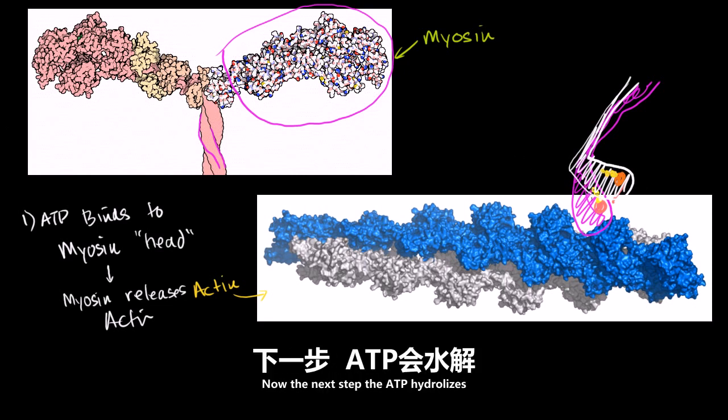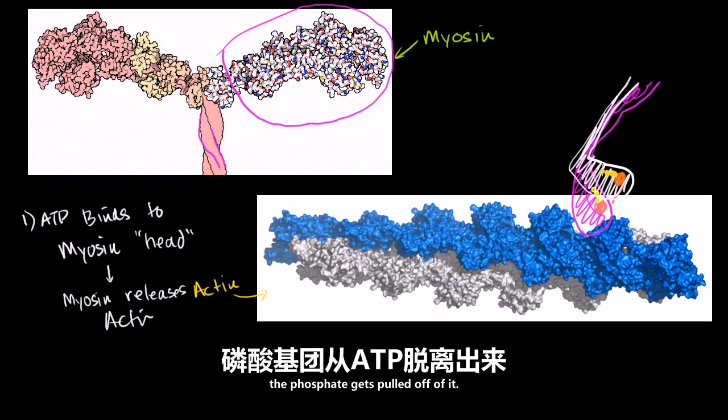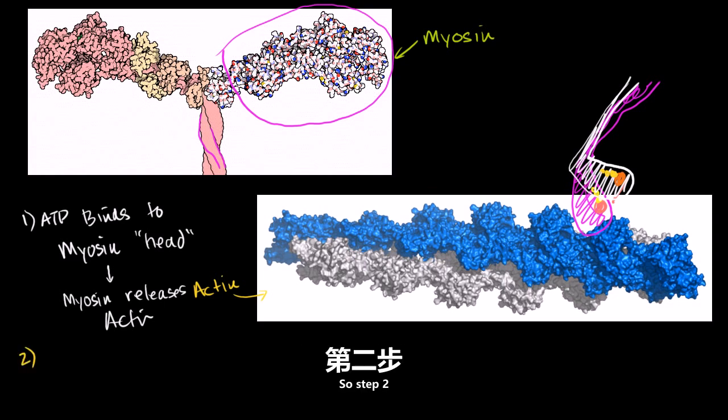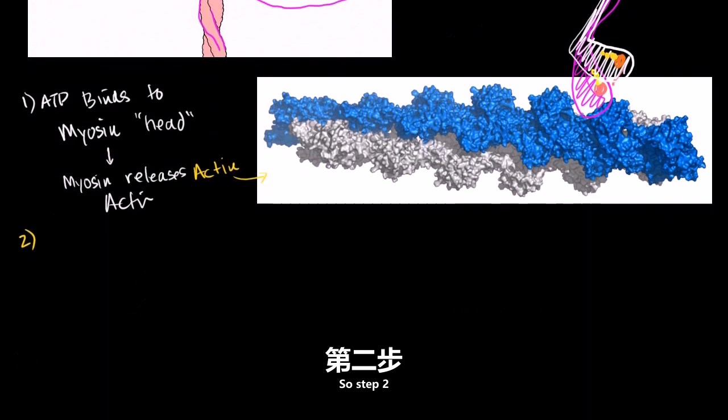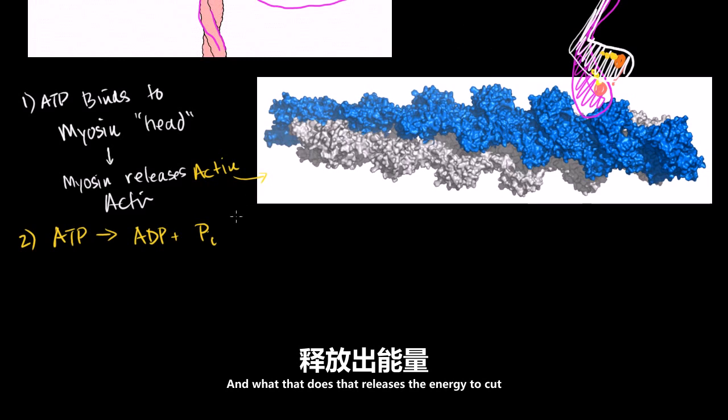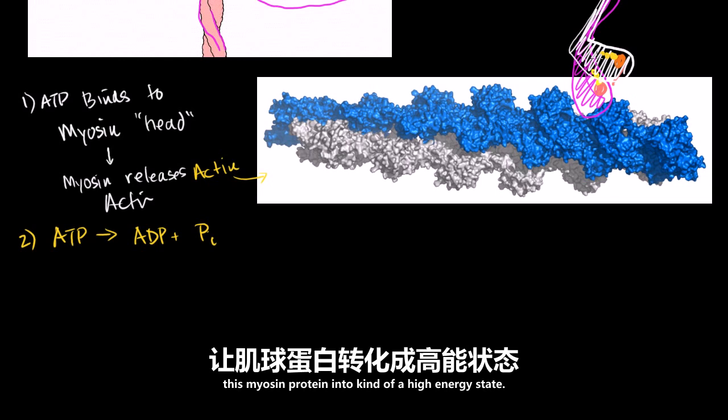Now in the next step, the ATP hydrolyzes. The phosphate gets pulled off of it. This is an ATPase enzyme. That's what it does. So let me write that down. Step 2, let me scroll down a little bit. Step 2, ATP goes to ADP plus a phosphate group. And what that does, that releases the energy to cock this myosin protein into kind of a high energy state.